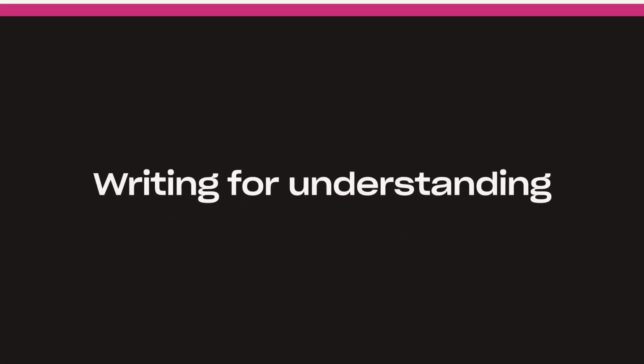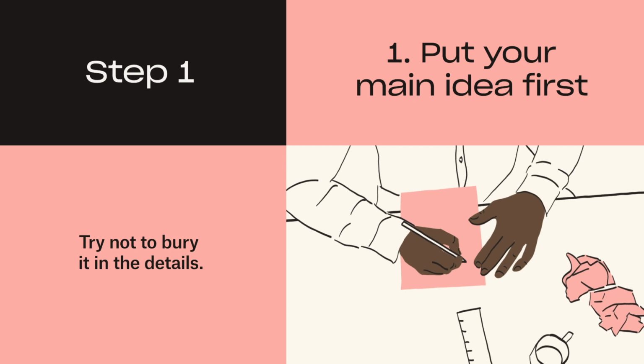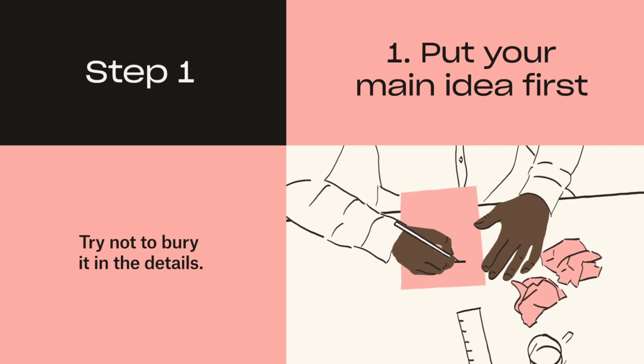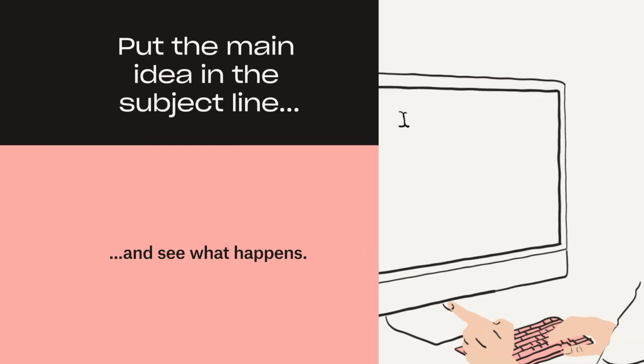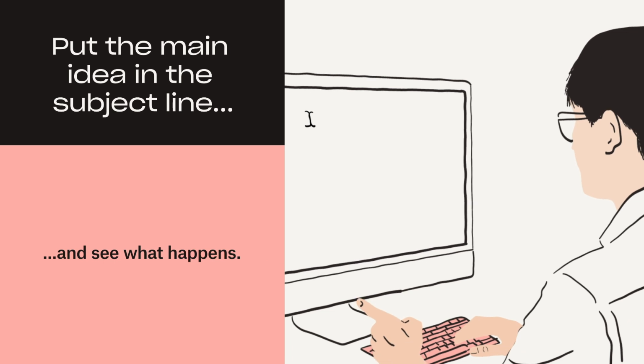So how to write for understanding. The basic rules are: put your main idea up front, and try not to bury it in the details. A lot of times it takes a while to get to the point, but we recommend you put it right in the subject line, put it right at the top. Try to do that and see what happens.